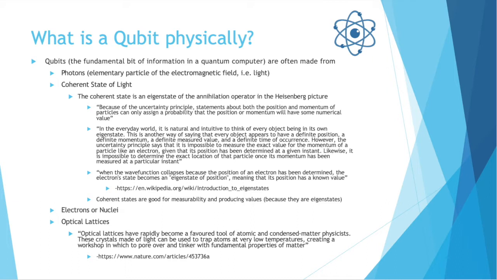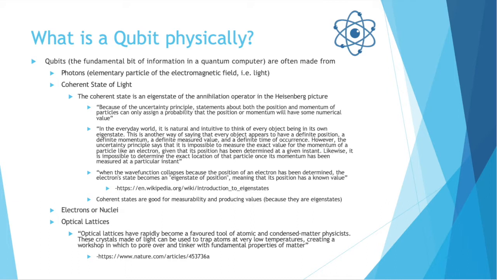They can be made out of something called a coherent state of light. A coherent state is an eigenstate of the annihilation operator in the Heisenberg picture. Okay, so if you're not a physics major and you're like me, that sentence makes no sense to you. So let's break that down a little bit.